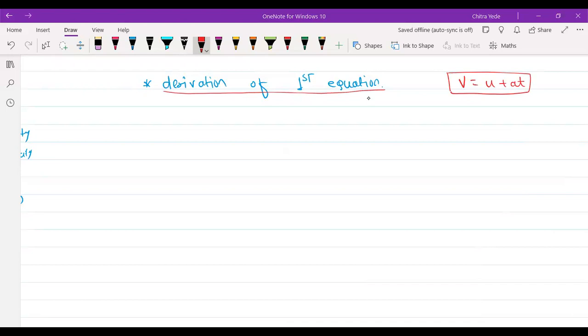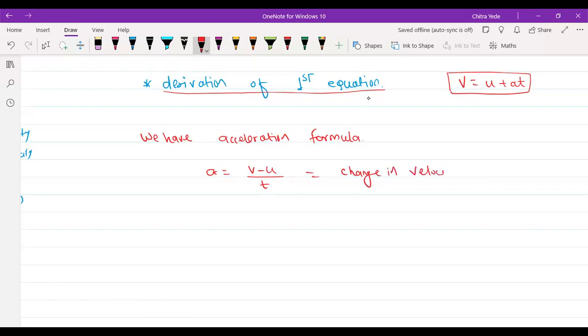First we write the acceleration formula. What is the acceleration formula? A equals V minus U divided by T, that is, change in velocity divided by time. This is nothing but the acceleration.